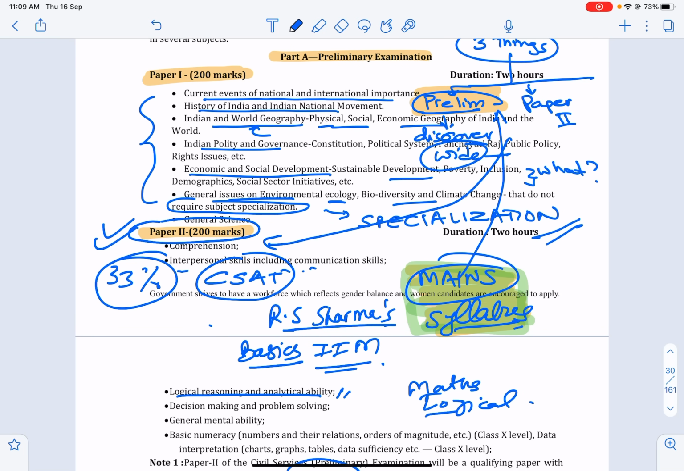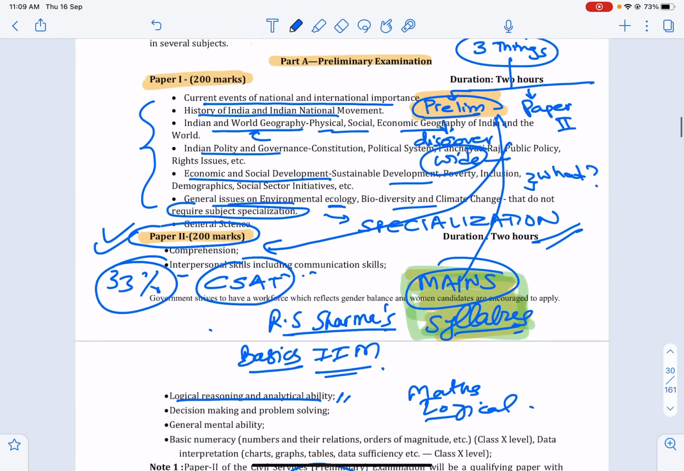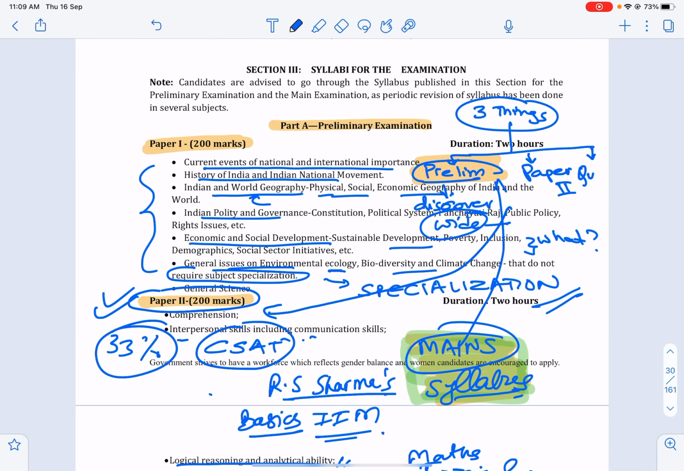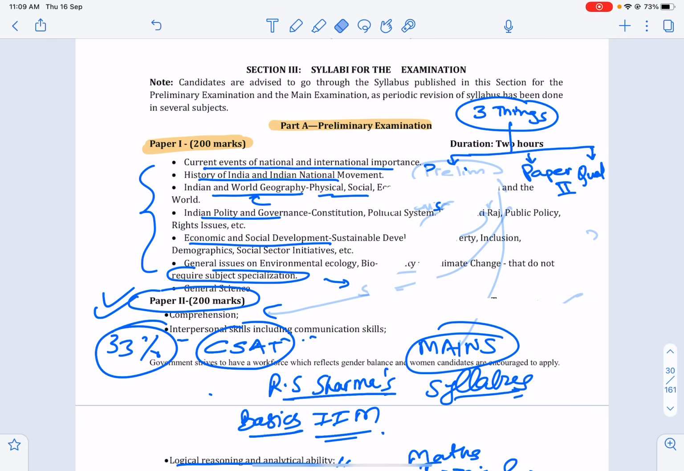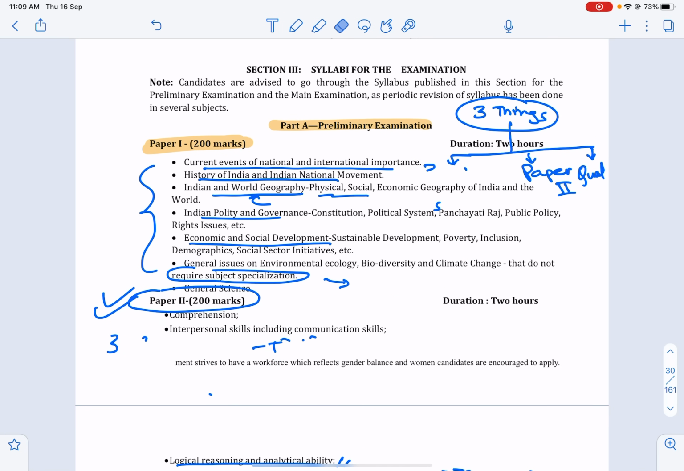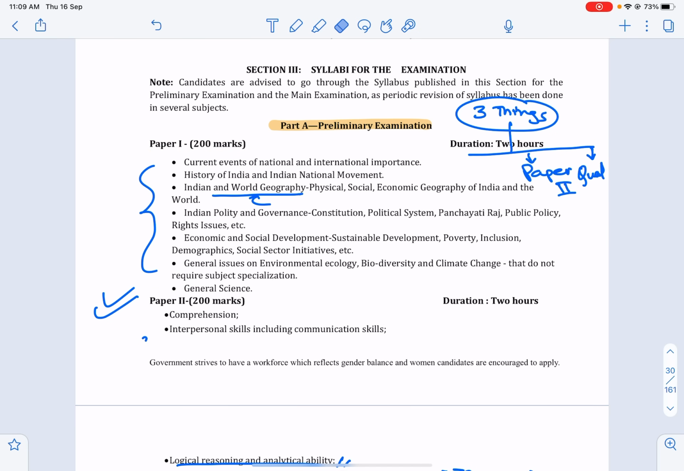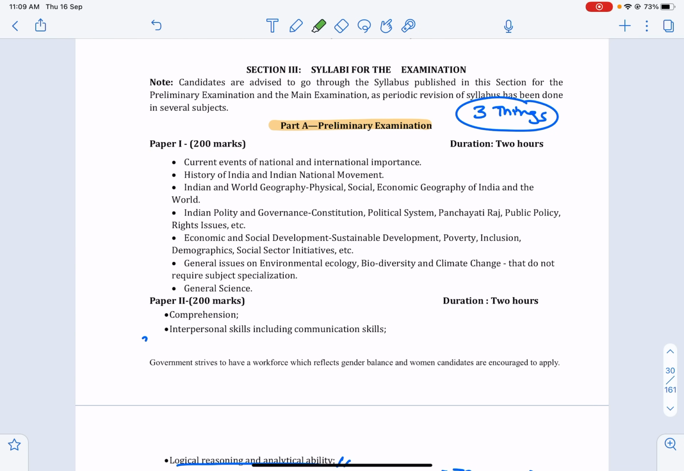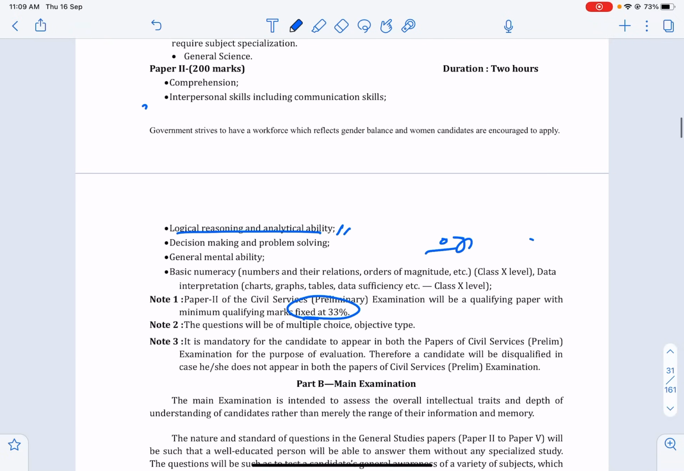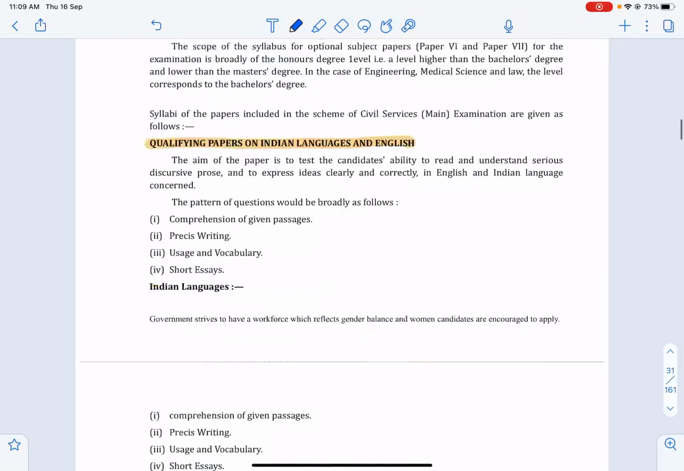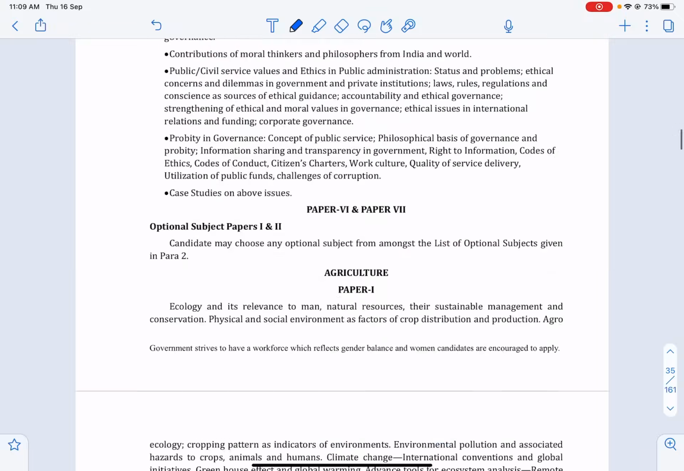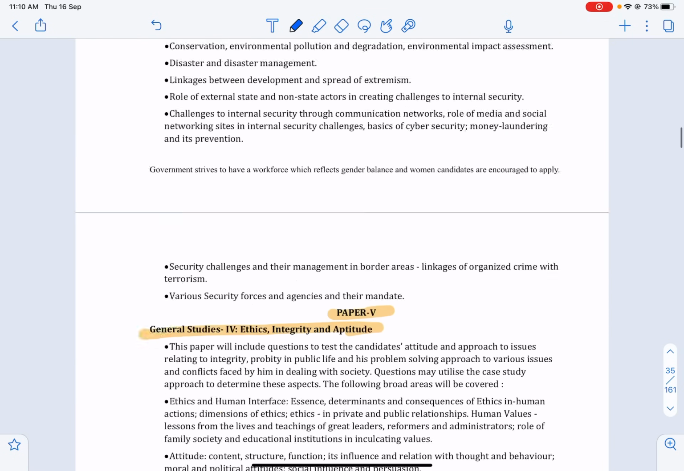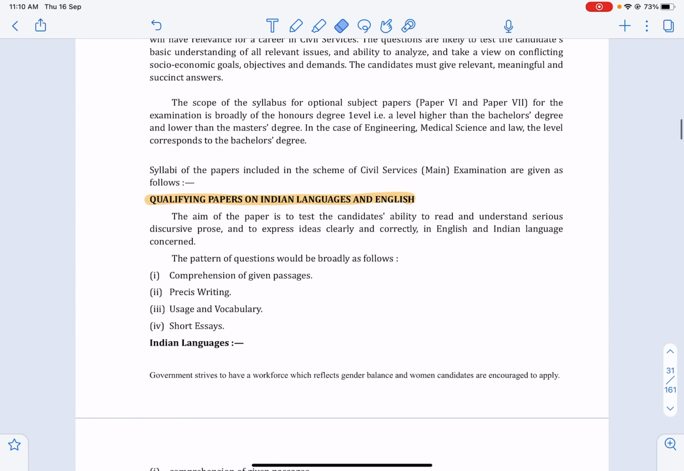Now, that being said, let me tell you about the third portion, which is the qualifying papers. Let me just delete this all so that it becomes easy for you to understand. Here you go. The qualifying papers require only 25% marks. So here if you come to qualifying papers, which are given after these, I think, let me scroll down. All right, they are not here. Yeah, here is the qualifying papers.